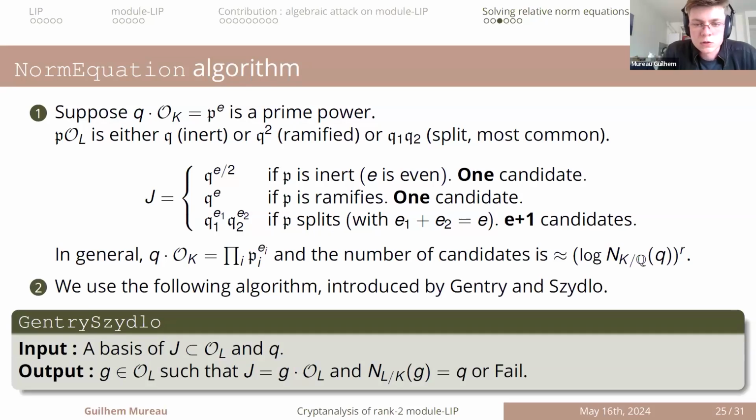And for the second step, as I told you, we use an algorithm by Gentry and Szydlo, which takes as input a basis of an ideal J and an element q, which you have to think of as the norm of the generator you are looking for. The algorithm will return either fail if the ideal is not principal or doesn't have a generator with the good norm. And if it does, it will compute such a generator.